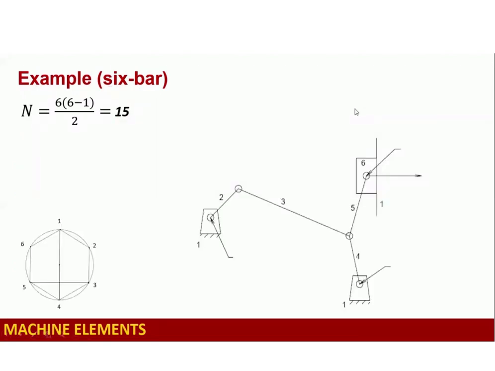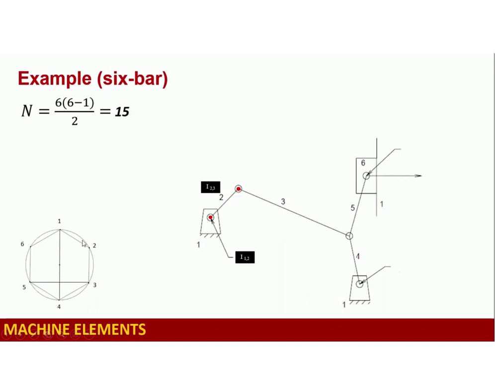So this is our mechanism. As you can see here, by inspection, we can already identify some instantaneous centers. We have first instantaneous center 1, 2. That is the connection between the ground 1 and your link 2. So that's why we have here 1, 2. The next one is the connection between 2, 3. So that is I, 2, 3. So again, you connect 2, 3 in your IC circle.